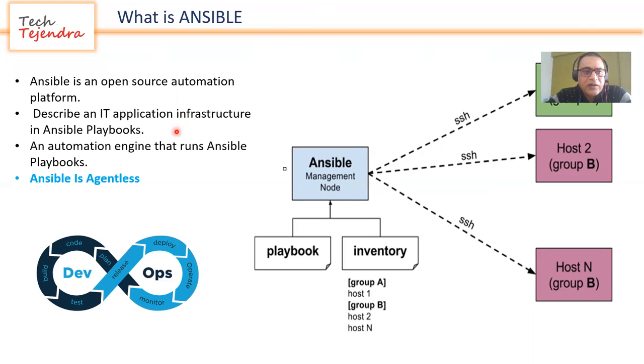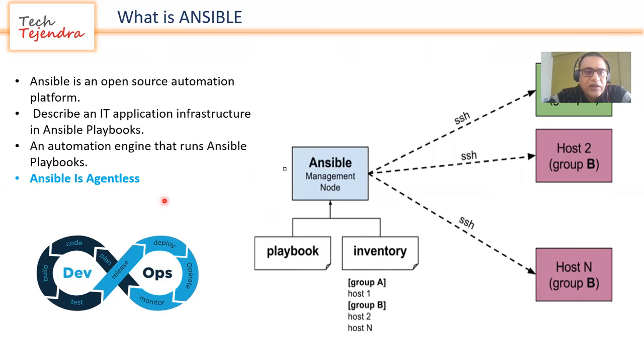Then, describe an IT application infrastructure in an Ansible playbook. So here it is the Ansible node, and there are two main things required in the Ansible node. One is the playbook, another is the inventory. Here we listed the Ansible playbook. The playbook you can say is the rules. We define the rules for how Ansible will work and will connect to these servers.